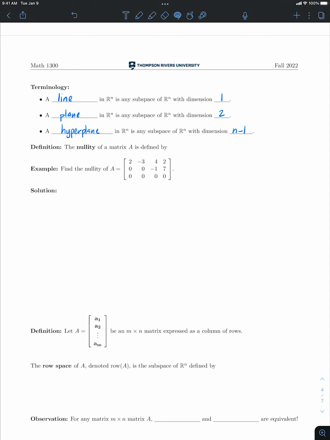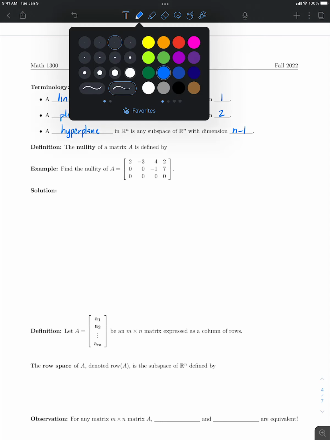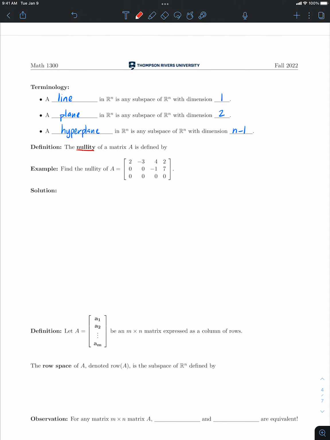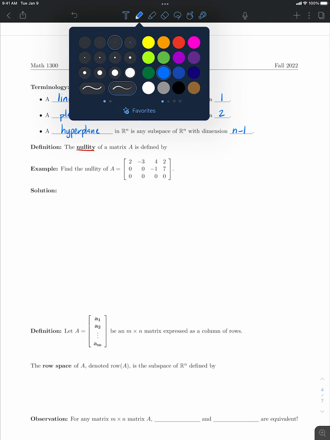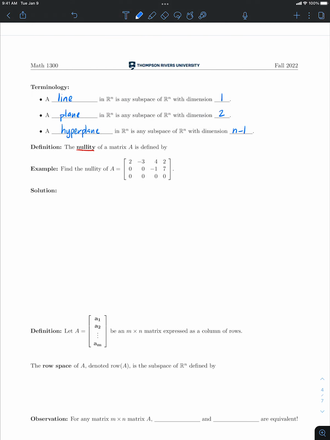Remember the null space of a matrix. For any matrix, you can talk about the null space, which is just the set of all solutions to the associated homogeneous system. So the null space is a subspace. In particular, it's a subspace of Rn if your matrix A has n columns. The dimension of the null space is referred to as the nullity. So we'll write it this way: the nullity of a matrix A is defined by the following. Nullity of A, that's the notation for nullity, is just the dimension of the null space of A.